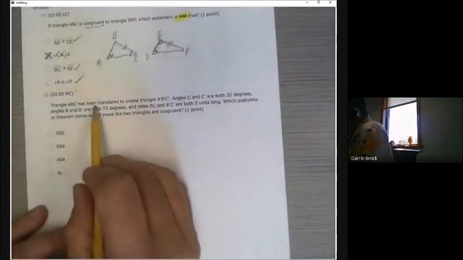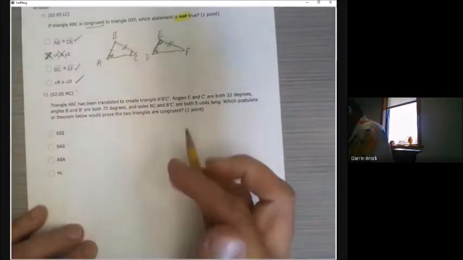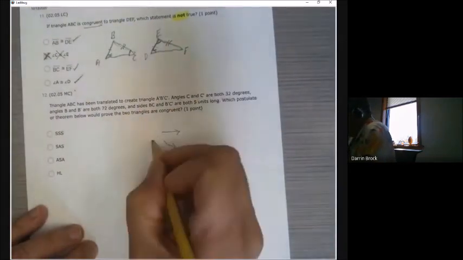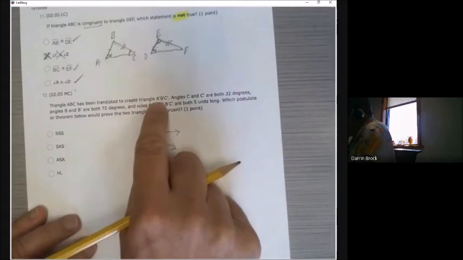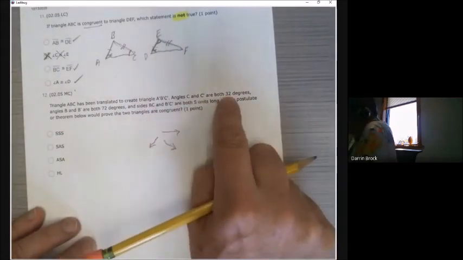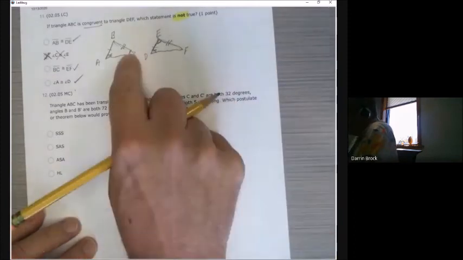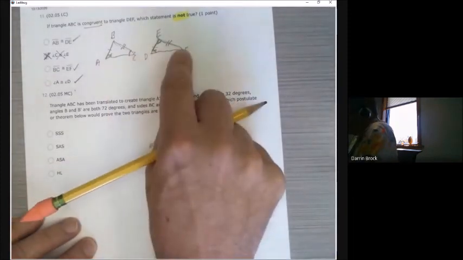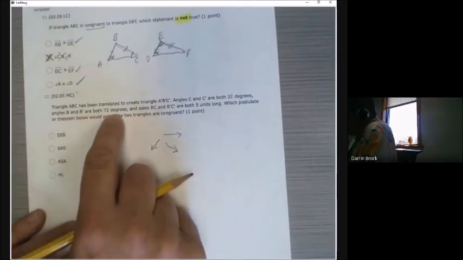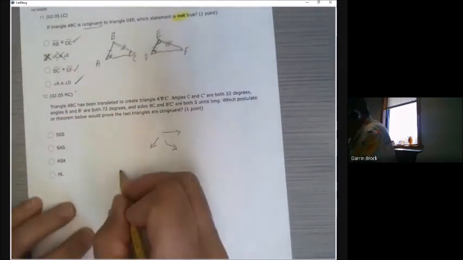Triangle ABC has been translated. Okay, translated means it was just moved some direction, but nothing else changed. Just translated. To create triangle A prime, B prime, C prime, angles C and C prime are both 32 degrees. That's right, it should be, right? Angles B and B prime are both 72 degrees. So let's draw this real quick.